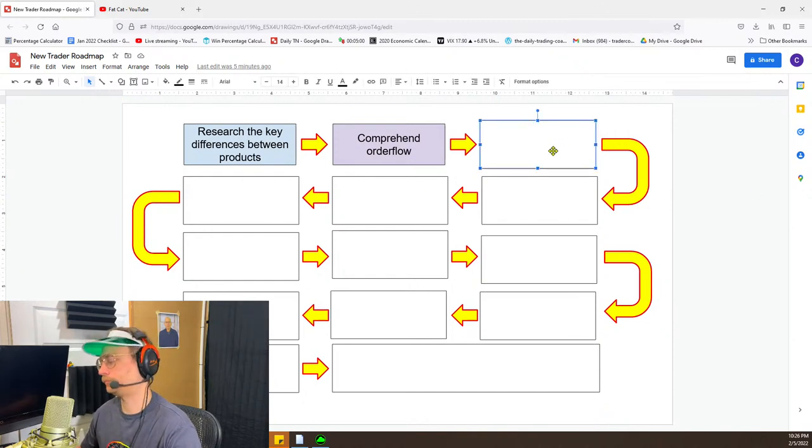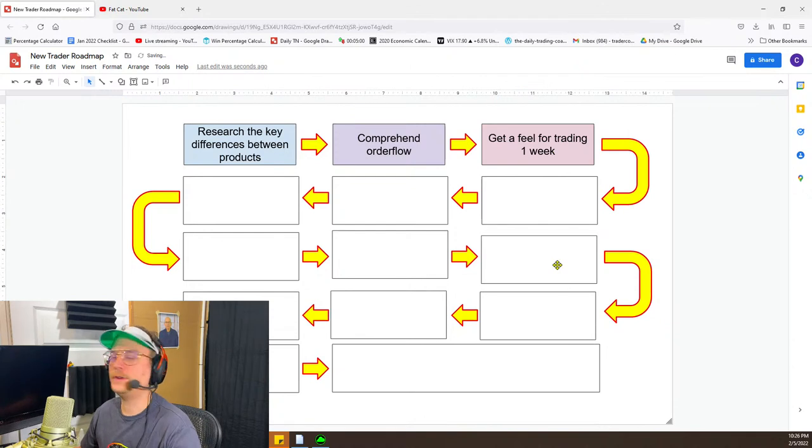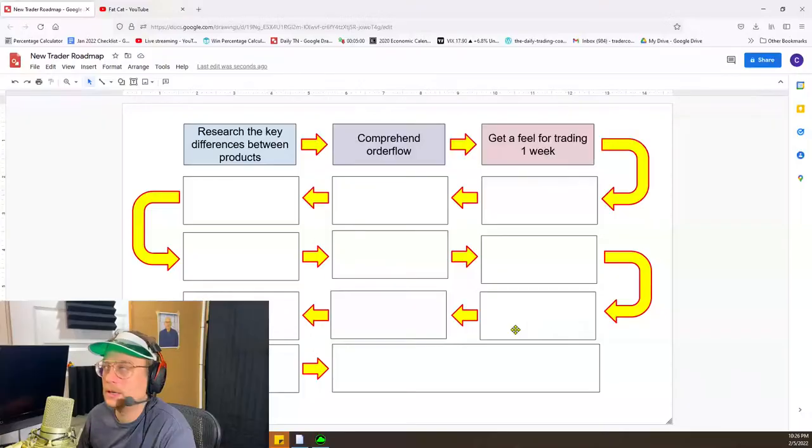From there, get a feel for trading for about a week. So get a demo and start trading for a week. Feel it out. What does it feel like when I place a limit order? What does it feel like when I press the market order button? Just get a feel for it, because watching it is going to be a lot different than playing the game. It's like watching sports versus playing sports. It's different. So you need to get a feel for it, okay?